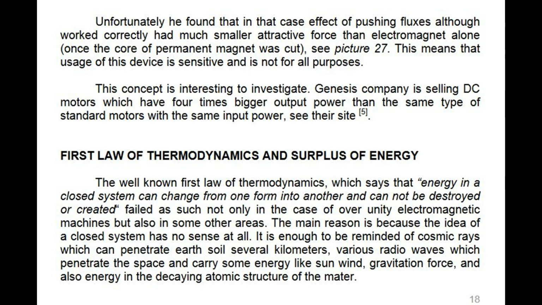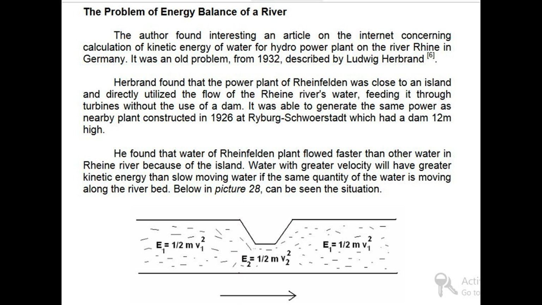First law of thermodynamics and surplus of energy. The well-known first law of thermodynamics, which says that energy in a closed system can change from one form into another and cannot be destroyed or created, failed as such not only in the case of overunity electromagnetic machines but also in some other areas. The main reason is because the idea of a closed system has no sense at all. It is enough to be reminded of cosmic rays which can penetrate Earth's soil several kilometers, various radio waves which penetrate the space and carry some energy like sun, wind, gravitation force, and also energy in the decaying atomic structure of the matter.